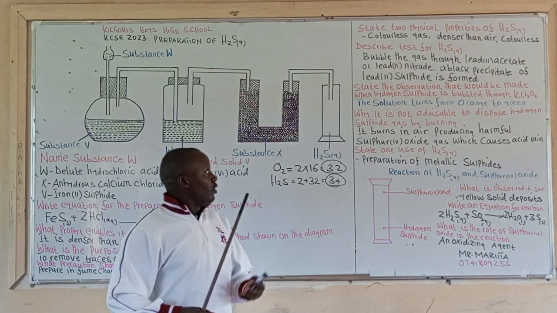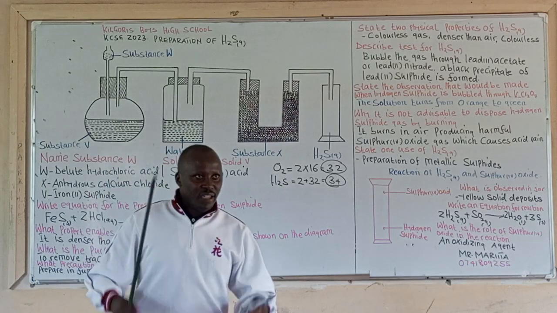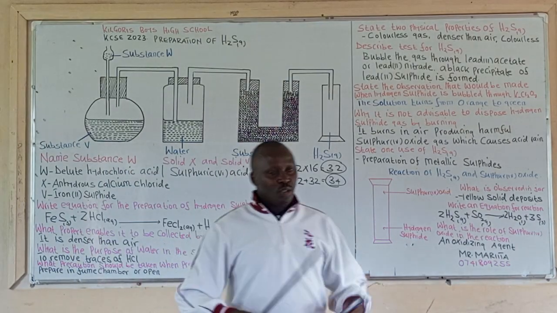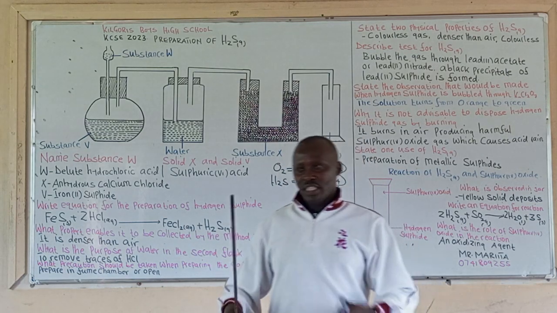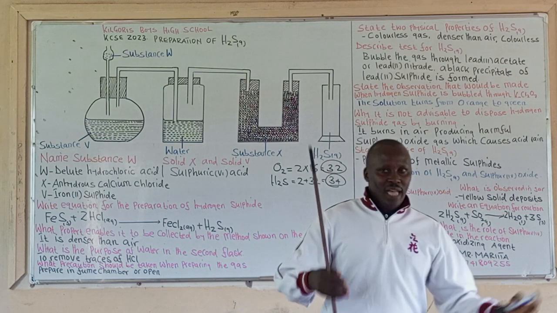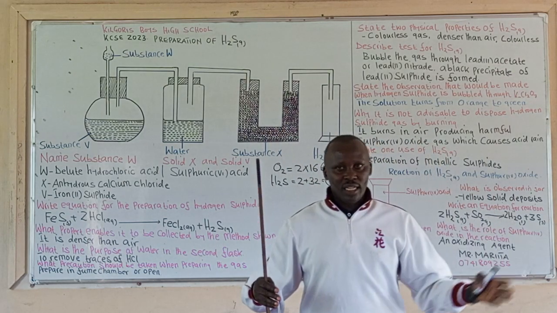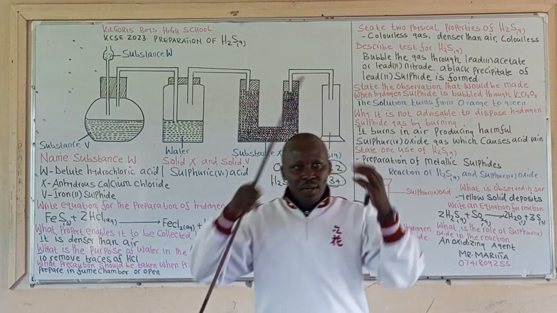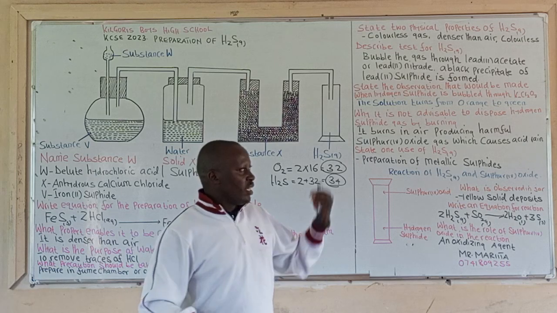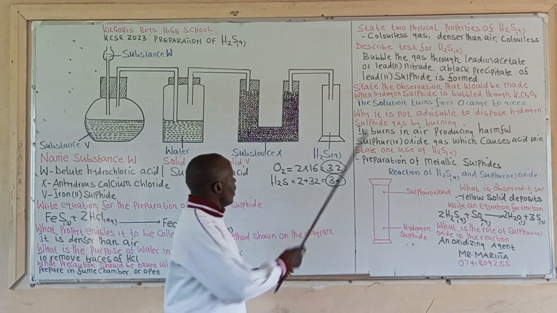Describe a test for hydrogen sulfide. Hydrogen sulfide gas is normally tested using either lead(II) acetate or lead(II) nitrate. What happens here is that when the gas is passed through lead(II) nitrate or lead(II) acetate, there is a formation of a black precipitate. And the black precipitate confirms that the gas produced is hydrogen sulfide.